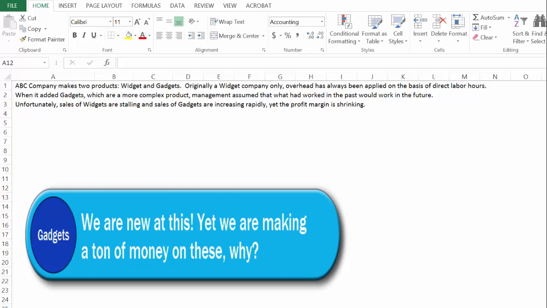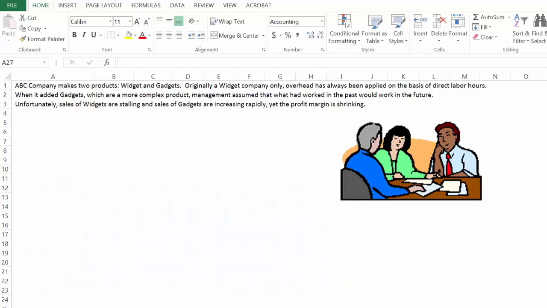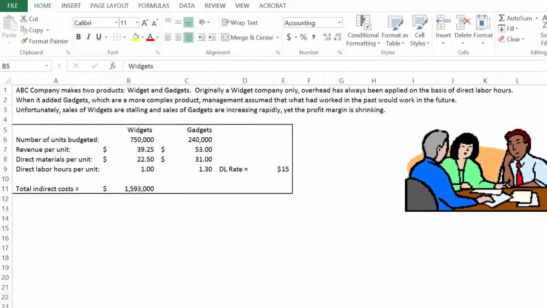They're new in the market, and yet sales are taking off. What's going on? They need to figure out what's going on. And so the management team is sitting around discussing this, and they decide to look at their traditional costing system as it stands now. So they've gathered this information.